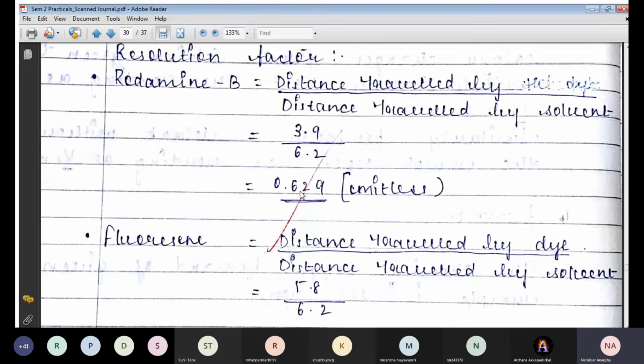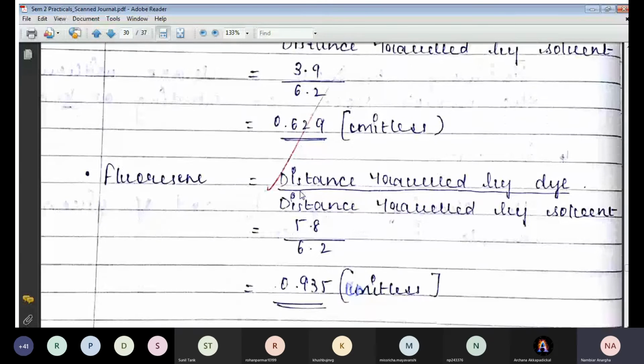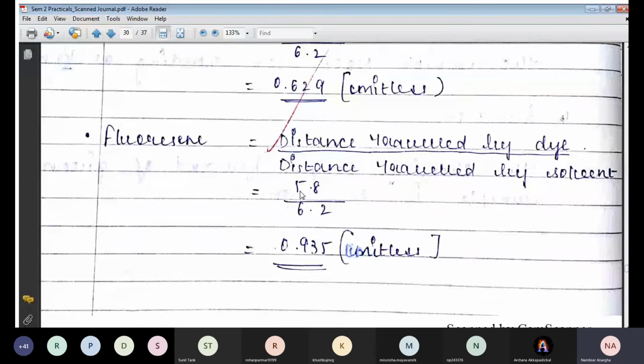When I go and search, you people know that we have given you rhodamine B. For fluorescein, the value is 0.935. Now this RF value for fluorescein is exclusively for fluorescein. No other dye will have an RF value similar to this value.